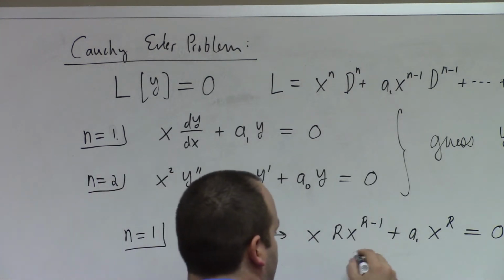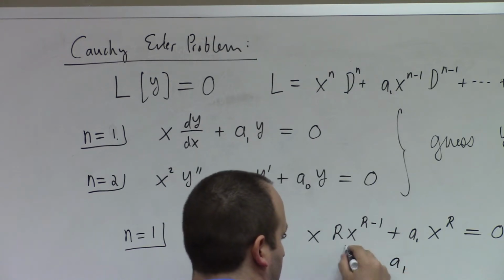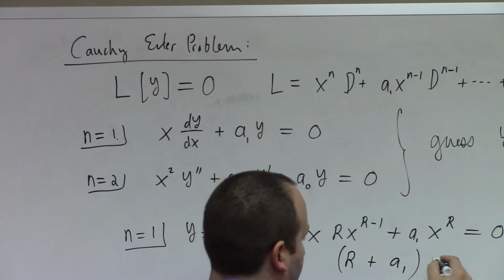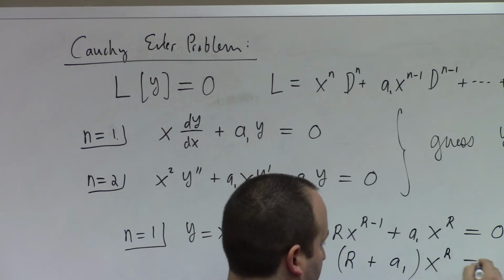And so this gives us what? This gives us r plus a1 times x to the what? x to the r equals 0.